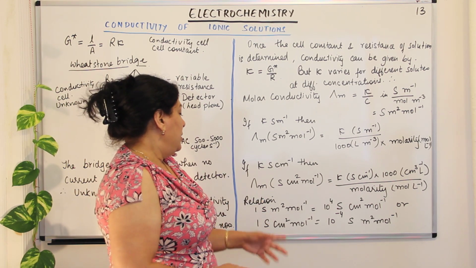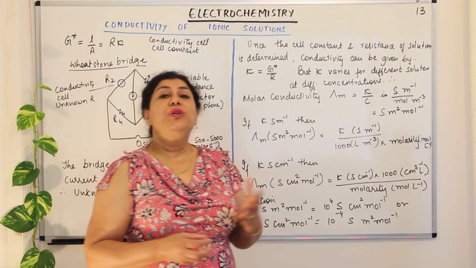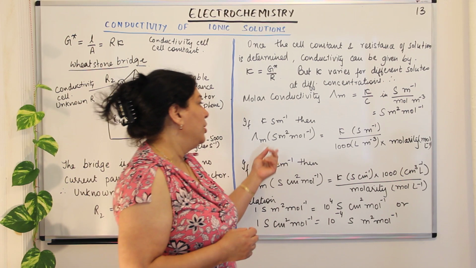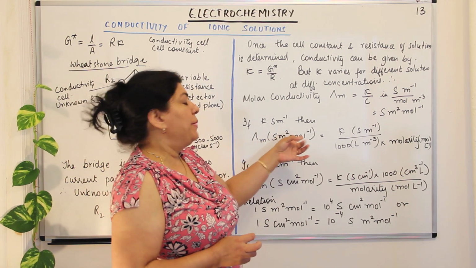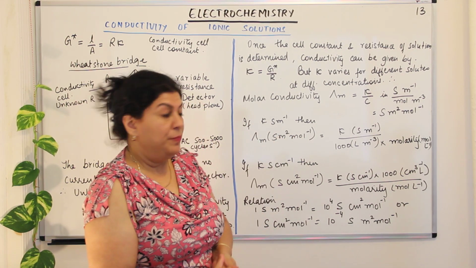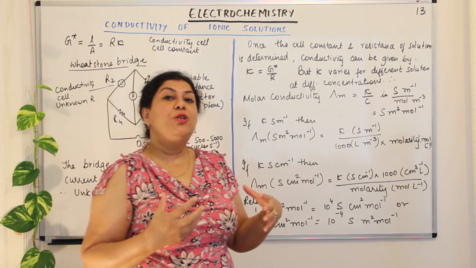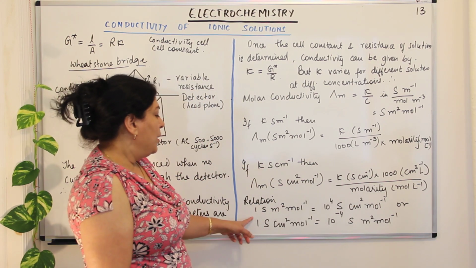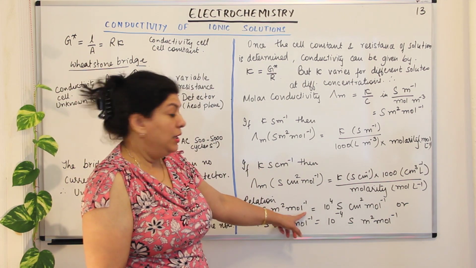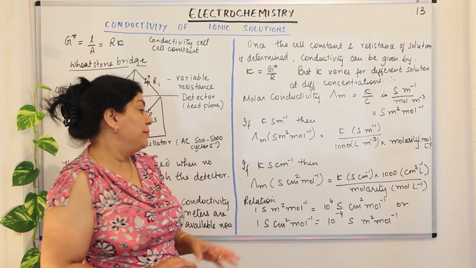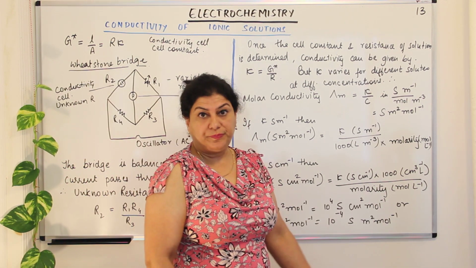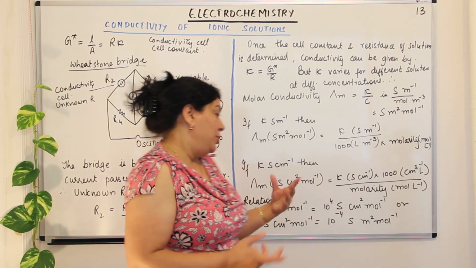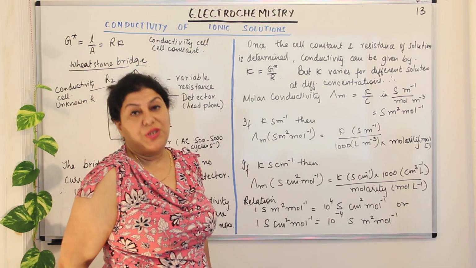Now in order to find out a unit factor when you want to change the units of lambda m from Siemens meter square per mole to Siemens centimeter square per mole, when you want to interchange the two, you need a unit factor for your dimensional analysis. So the relationship between the two, what would it be? 1 Siemens meter square per mole is equal to 10 to the power 4 Siemens centimeter square per mole. You can use this as the unit factor, whichever you want to use in the denominator. Use that and cancel out and get the units that you want.